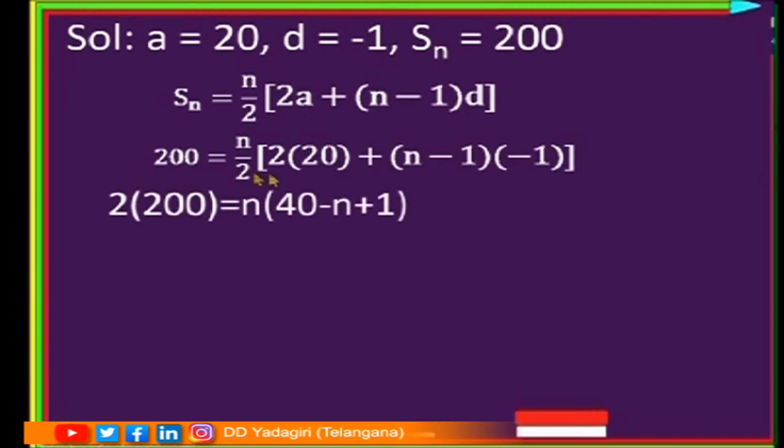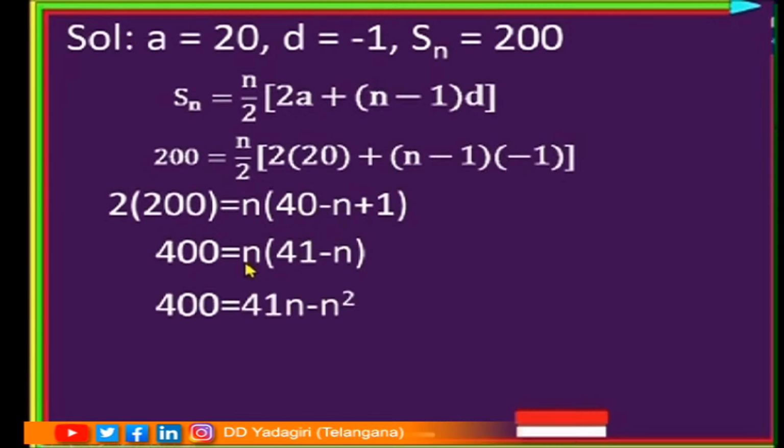Next, in the denominator we have 2; bring it to the left hand side, it multiplies 200. So 2 into 200 is equal to n into, here, 2 into 20 becomes 40, and minus 1 into n, that is minus n, minus 1 into minus 1 becomes plus 1. Now 2 into 200 is 400, n into 40 plus 1, that is 41 minus n. Next, plus into minus is minus, n into n, n square.